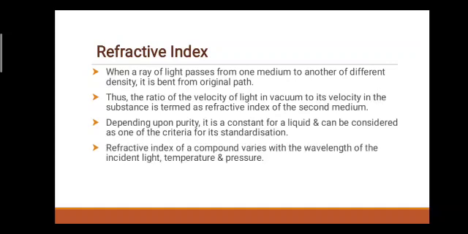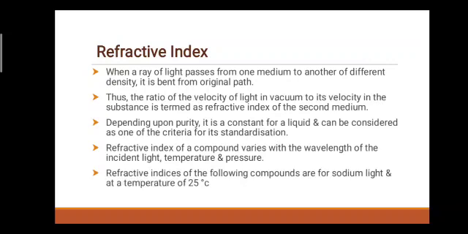Refractive index of a compound varies with the wavelength of the incident light, temperature and pressure. Refractive indices of the following compounds are for sodium light and at a temperature of 25 degrees Celsius.